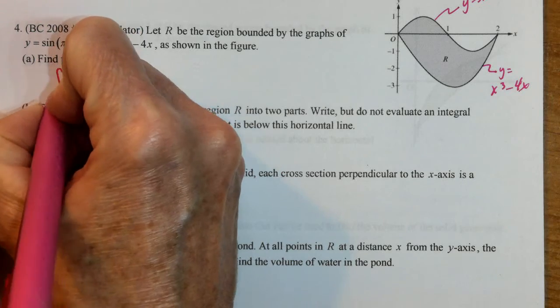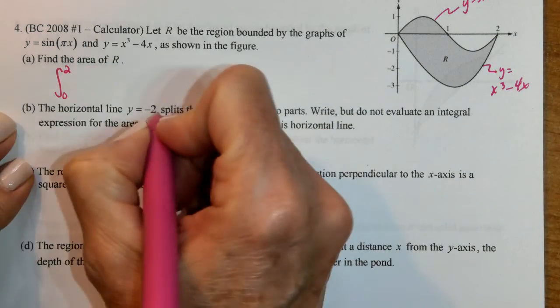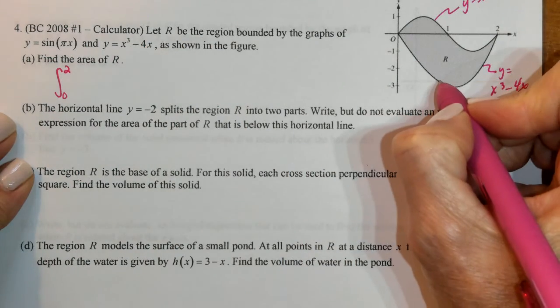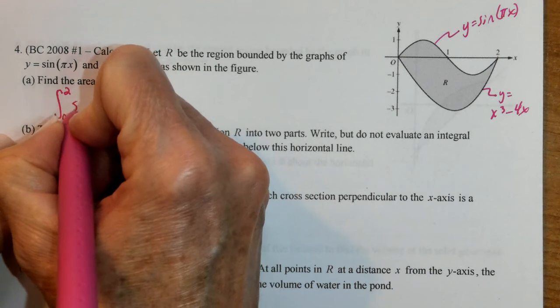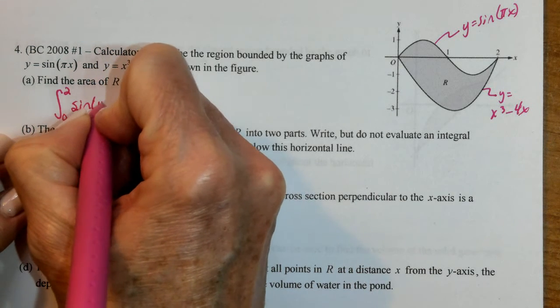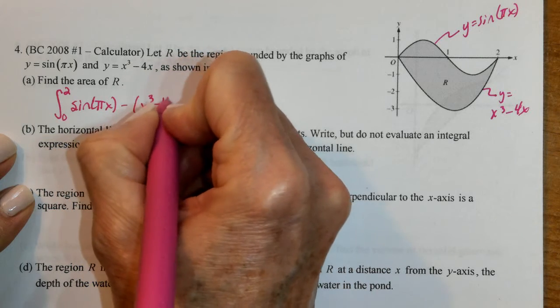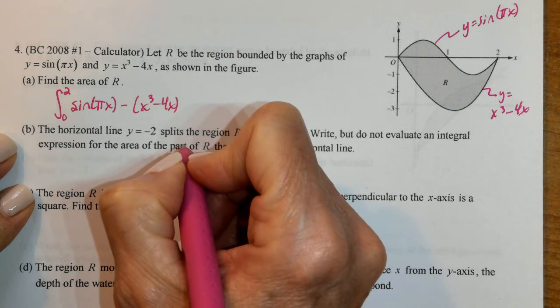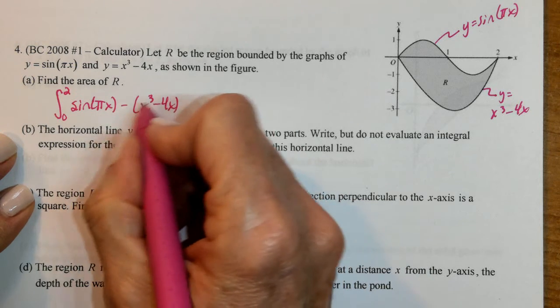Not a problem for us. Integral 0 to 2 of the top curve minus the bottom curve. Top curve minus the bottom curve. So sine of pi x minus x cubed minus 4x. Be sure to use parentheses for this x cubed minus 4x, or distribute the minus through.